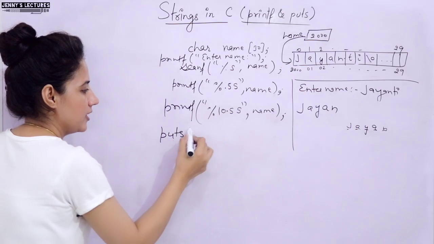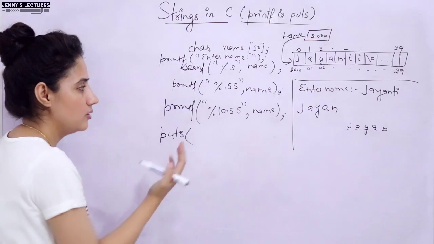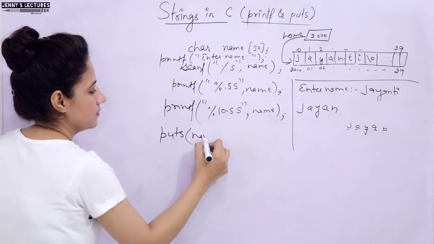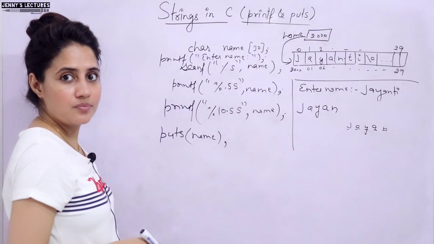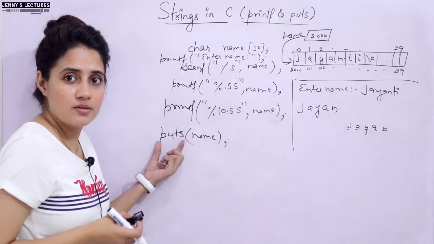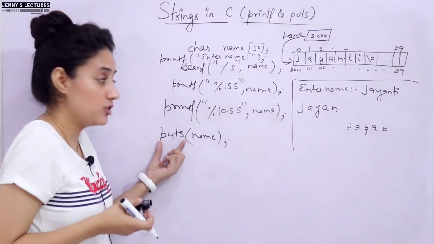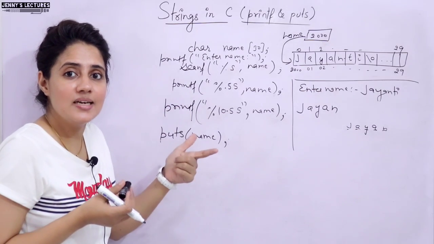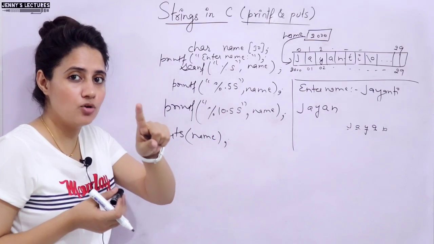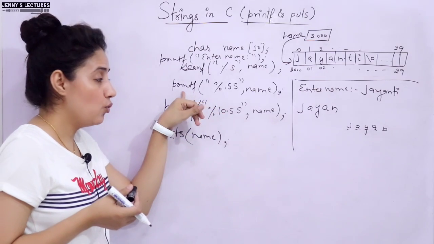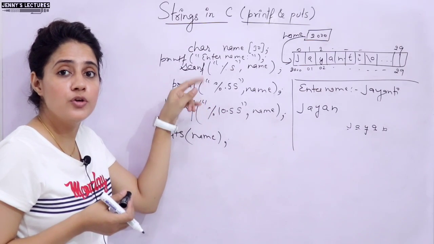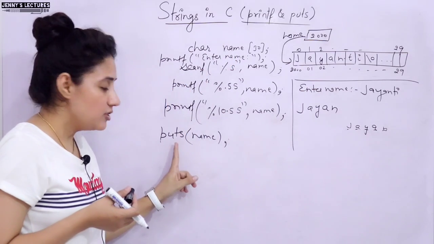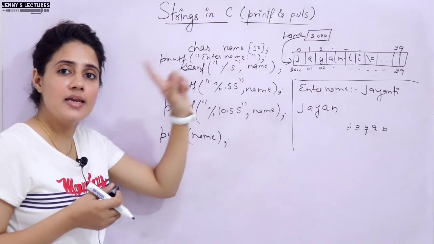If you write puts here, it is very simple to use. No format specifier is needed, you only write the function puts and the name of the string, that is name. See, puts is a predefined function like printf. printf is a predefined function which is declared in which header file? stdio.h, right? That's why if you want to use printf, scanf, these kinds of functions, we use the header file stdio.h in our program, right? So puts is also declared in which header file?